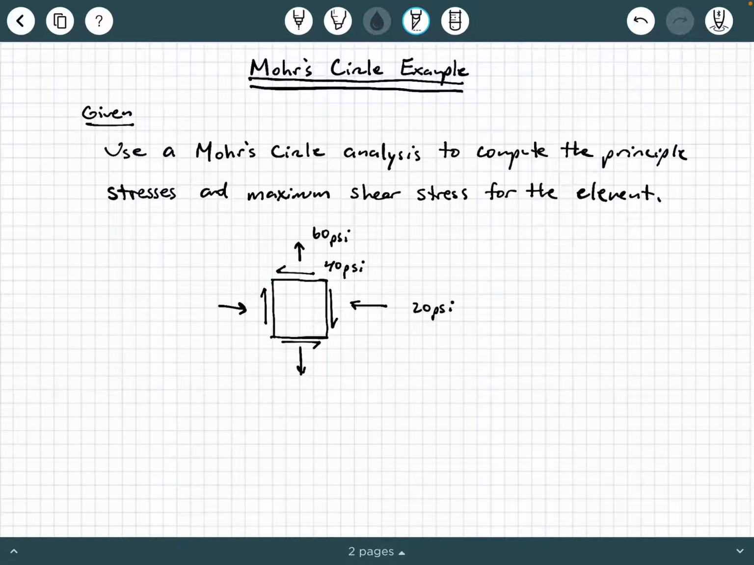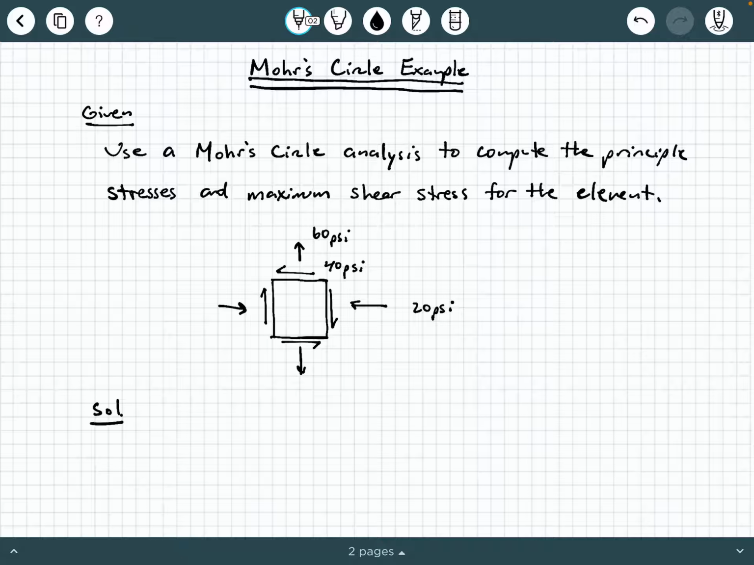We have this loaded element where we have a normal stress acting in the horizontal direction, and it's equal to 20 psi in compression. Notice on both sides here that represents 20 psi compressing in the horizontal direction. In the vertical direction, we have 60 psi causing tension, on the top surface and the bottom surface. And then we have an applied shear stress acting on all four faces of the element, and that equals 40 psi. Now we need to be careful of the sign convention here as we get started with our solution.